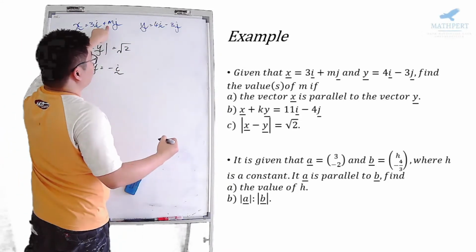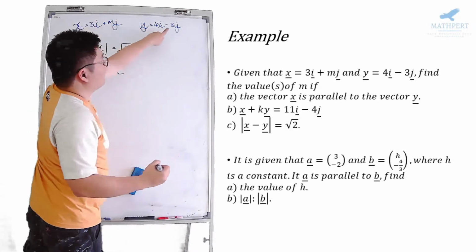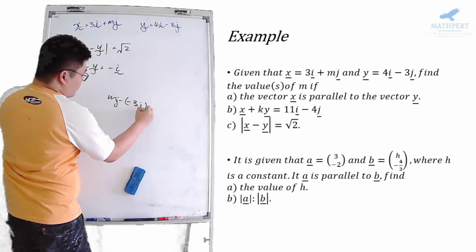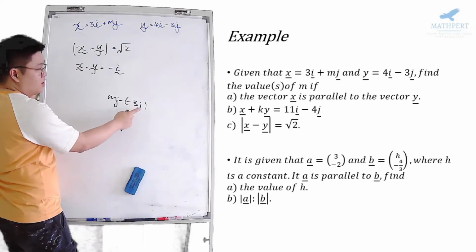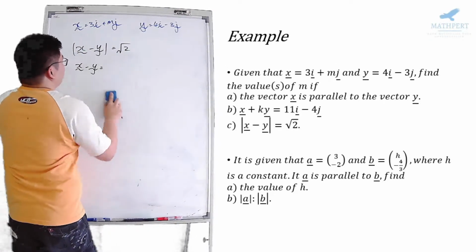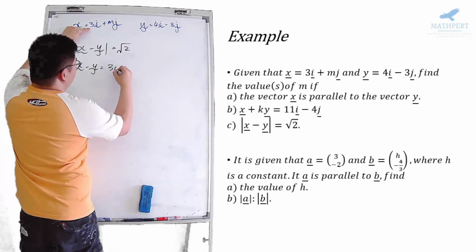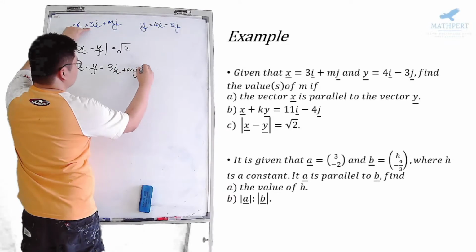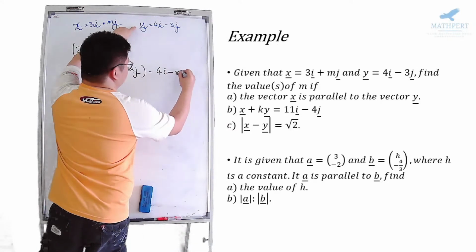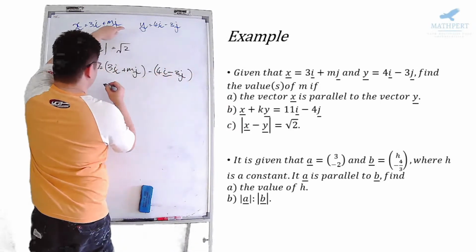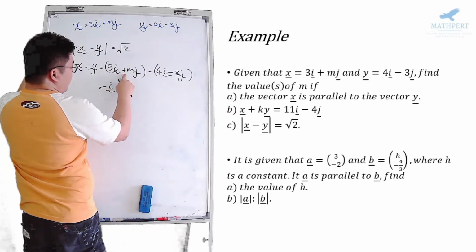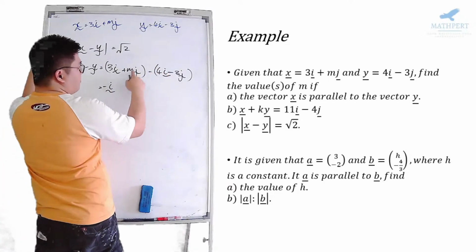m minus y. So this will be m minus 3j. Okay, so become m plus 3j. I do not skip the step. Okay, 3i plus mj minus y. y is 4i minus 3j. So 3 minus 4i, I get minus i. Minus minus become plus, so m plus 3.